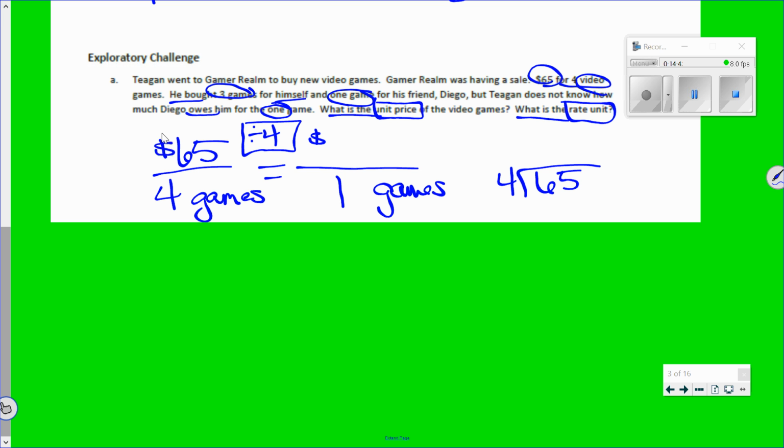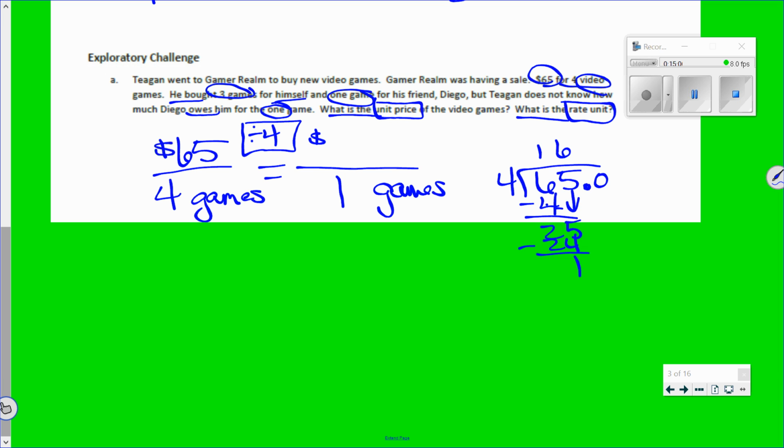Go through that same process. How many times will 4 go into 6? Once. Minus 4 gives me 2. 5 comes down. How many times will 4 go into 25? 6. Subtract 24. I'm still not at 0. What do I do? Decimal point. The decimal point is 0.